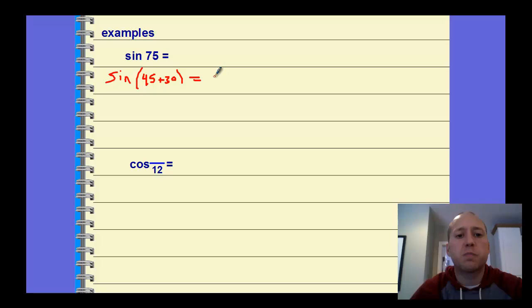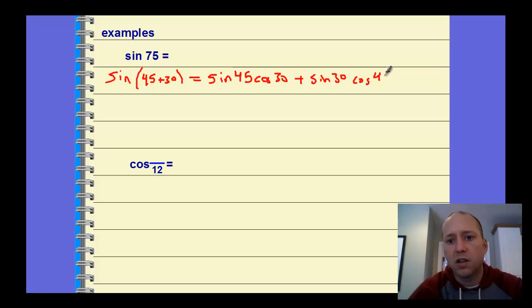And so if I'm expanding that using our formula, it's sine of the first angle, cosine of the second angle, plus sine of the second angle, cosine of the first angle. That's how I go through that, so I know it or have it memorized. And so I need to evaluate this now.